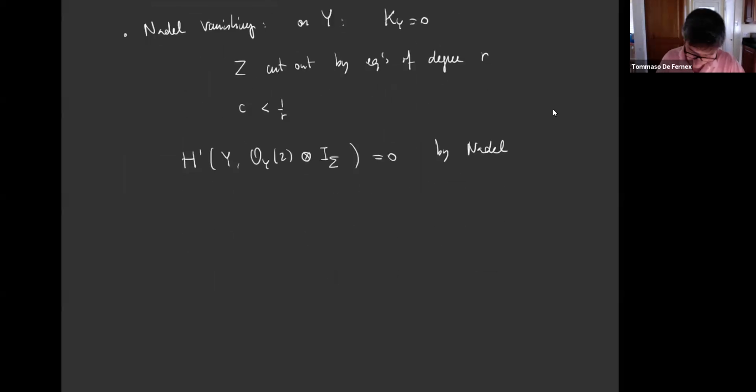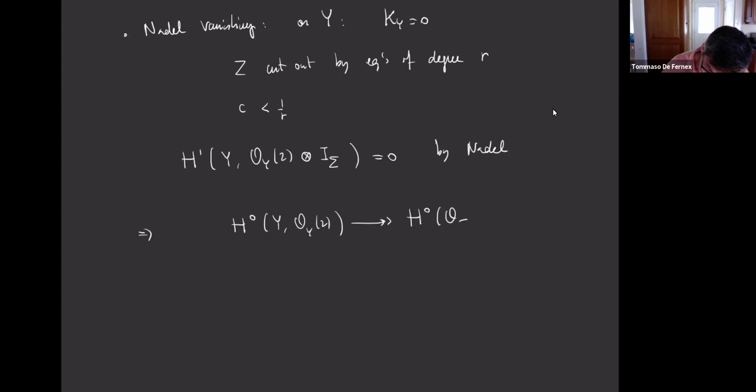Okay, so what does it mean? It means that I have a surjection from H0 of O_Y(2), by the exact sequence, surjecting onto H0 of O_Σ. Now the point is that I don't put a 2 because this is a zero-dimensional scheme, so any line bundle will restrict to the trivial line bundle on Σ. This is why I care about ensuring that this is a zero-dimensional scheme.